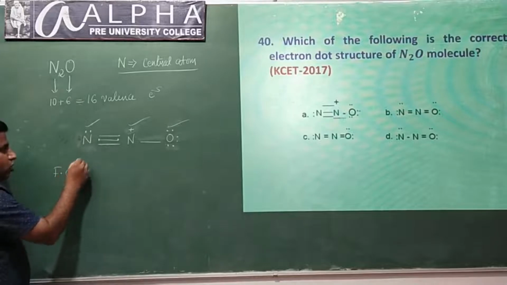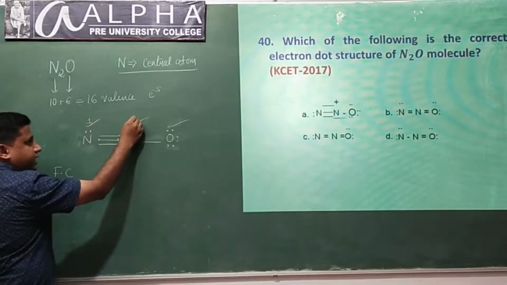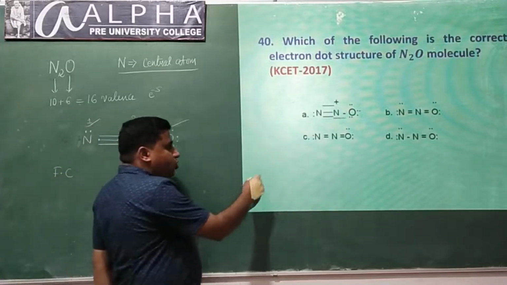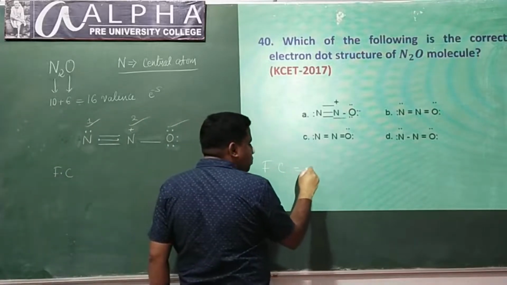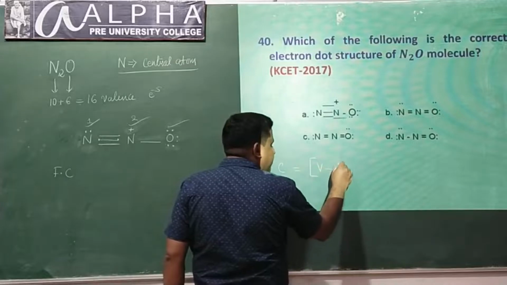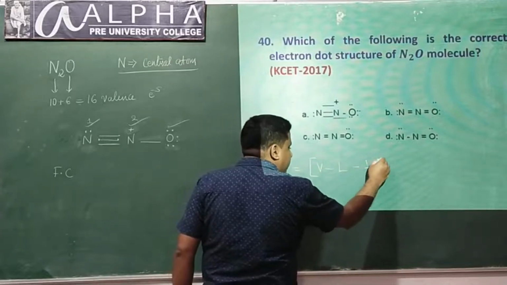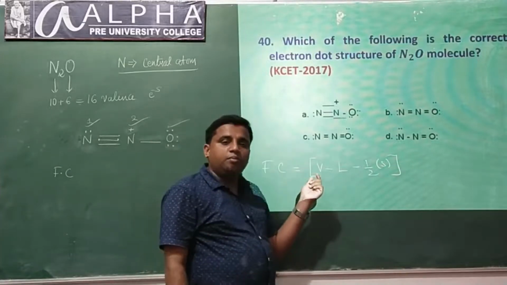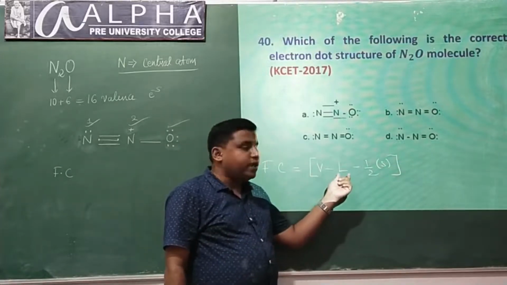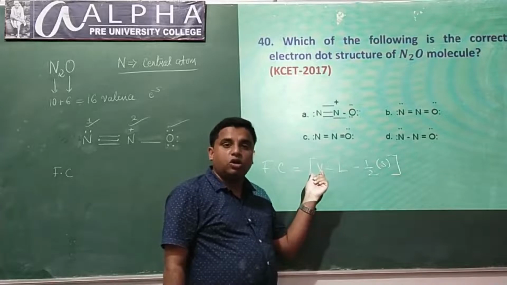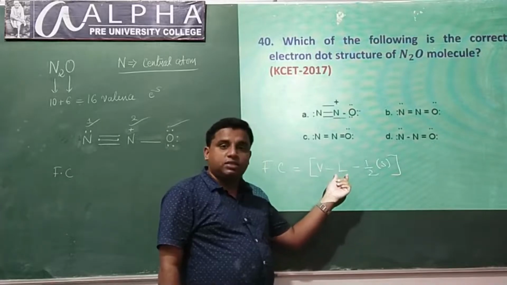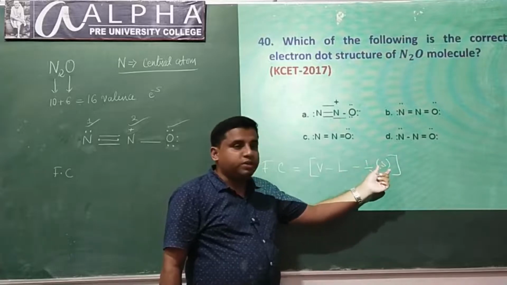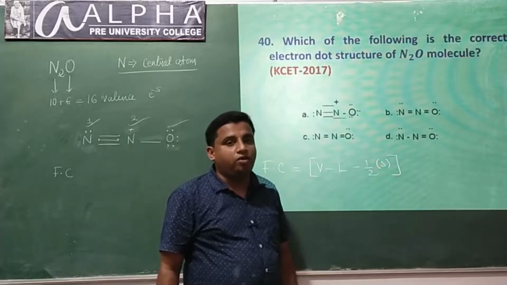Let me check the formal charge on the first nitrogen, second nitrogen and oxygen. What is the formula to calculate the formal charge? Formal charge is equal to V minus L minus half of S. V means total number of valence electrons on that atom. L means number of lone pair of electrons. S means total number of shared pair of electrons.